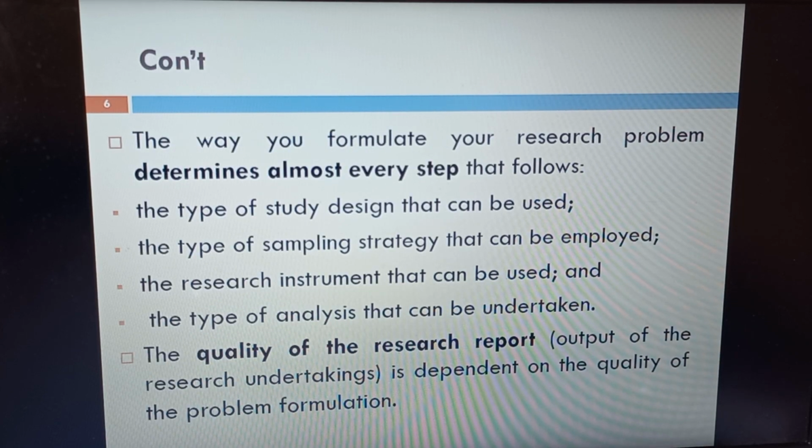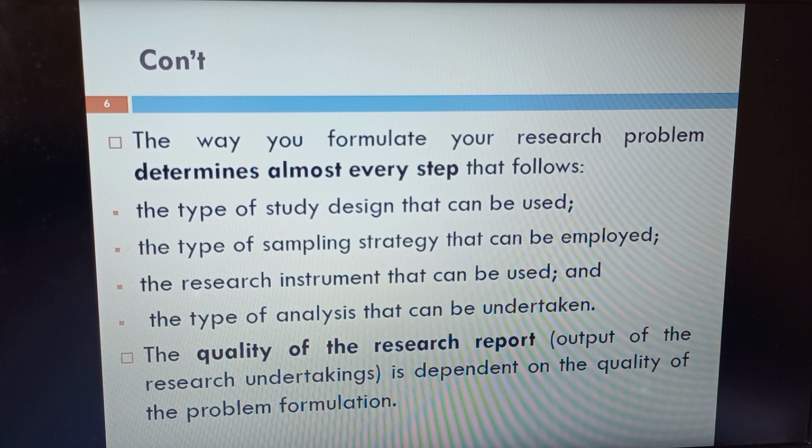The way you formulate your research problem determines almost every step that follows in conducting your research. The type of study design that can be used: when you define and formulate the research problem, it gives a hint about what study design you will follow. The type of sampling strategies that can be employed: what sampling strategy you are going to use, you find from this. The research instruments that can be used: the questionnaire or instruments you can use to collect data. The type of analysis that can be undertaken: what statistical tools I should use and what analysis I should carry out.